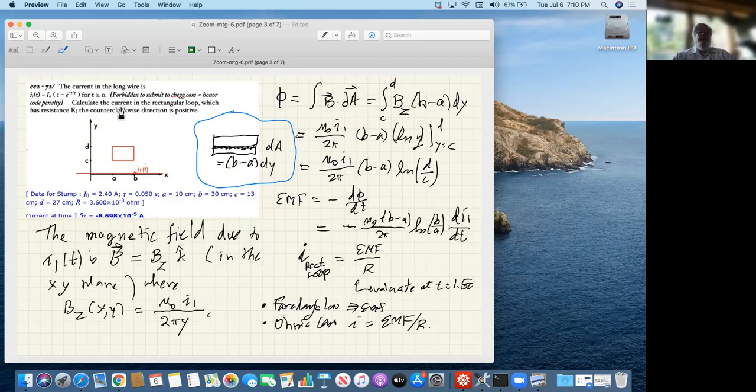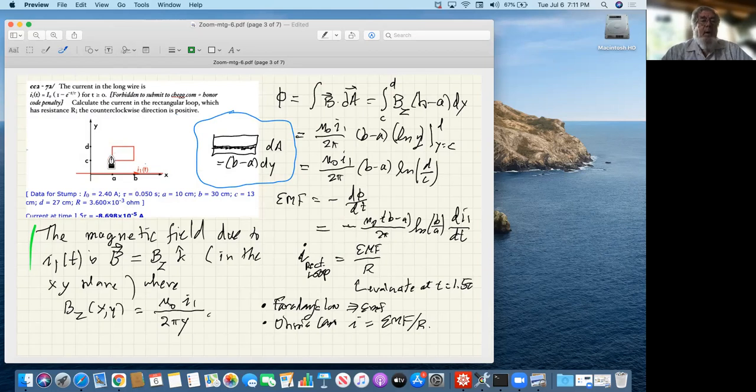Now the problem is to calculate the current in the rectangular loop. And it's just like the other problem. It's a combination of Faraday's law and, well, no, Ampere's law really determines the magnetic field. Faraday's law determines the EMF, which is the derivative of the flux. So here's a result from last week. The magnetic field due to a straight wire. It's mu naught I over 2 pi r.